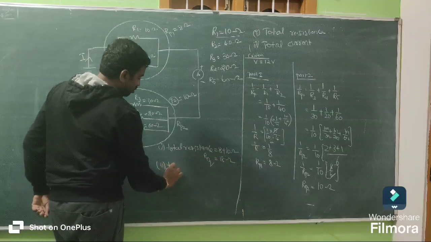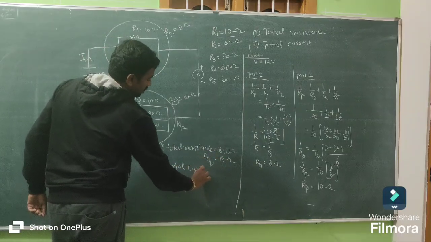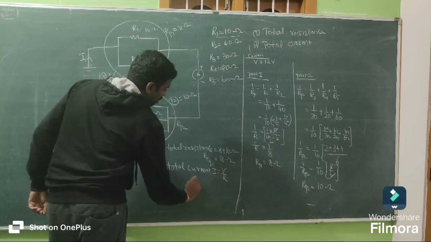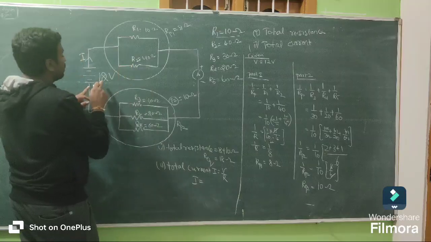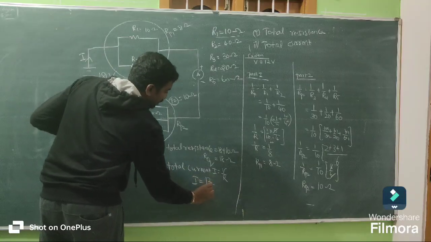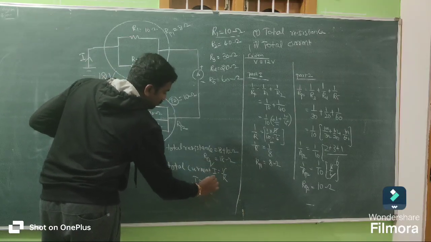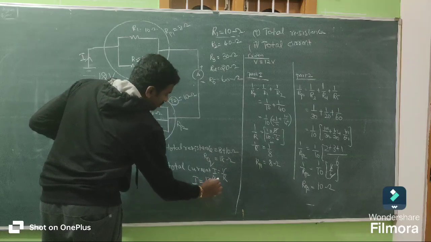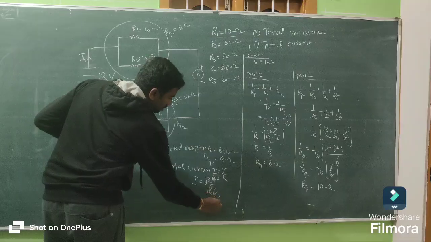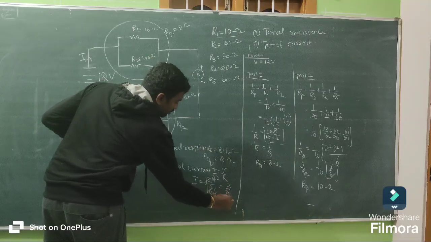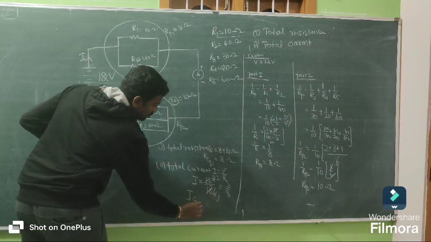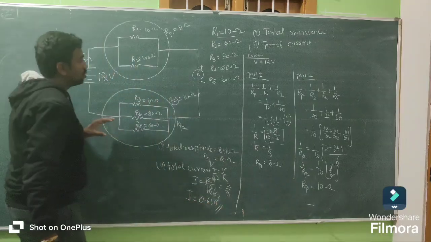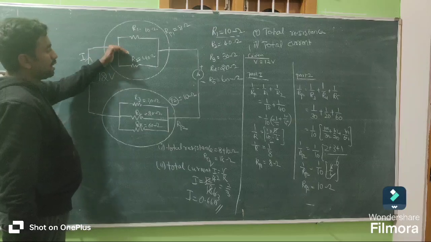Now we have to calculate total current. I is equal to V by R. I is equal to V value, already given 12 volt, by resistance 18, which simplifies to 2 by 3. Total current is 0.66 ampere.